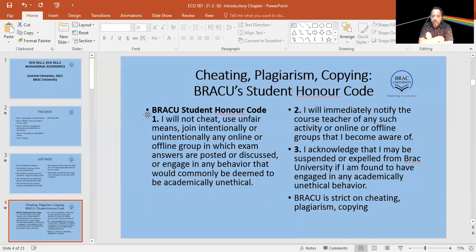Last point, number 3, I acknowledge that I may be suspended or expelled from BRACU University if I am found to have engaged in any academically unethical behavior. End of the BRACU University Student Honor Code. Again, BRAC is extremely student friendly, but BRACU University also at the same time is strict on cheating, plagiarism, and copying.